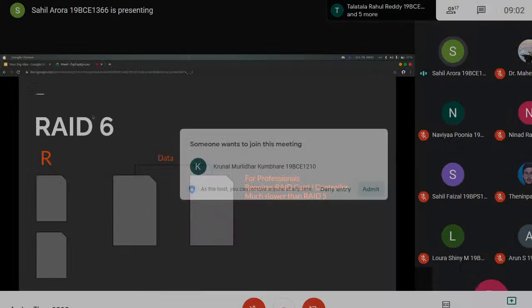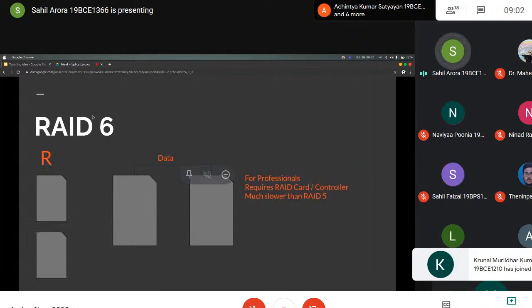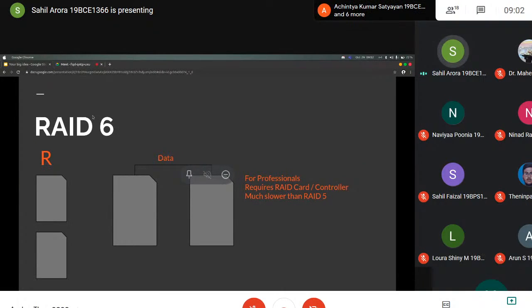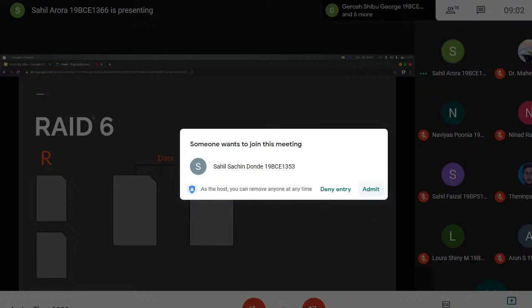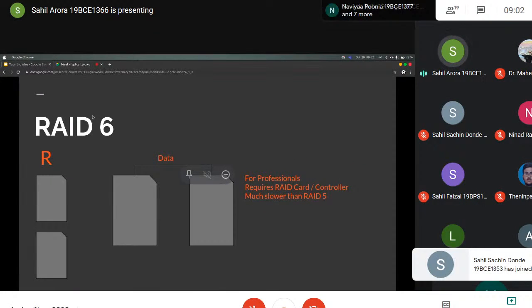Now I'll move on to RAID 6. RAID 6 arrays are also referred to as dual drive failure protection. This array uses data striping and parity data for redundancy. What sets this apart from RAID 5 is that it uses 2 independent sets of separately striped parity data.